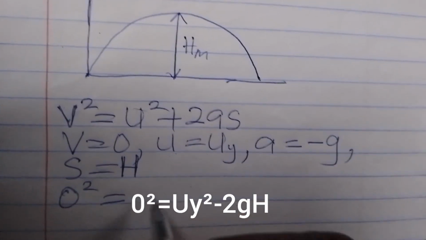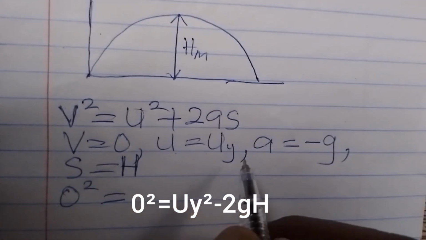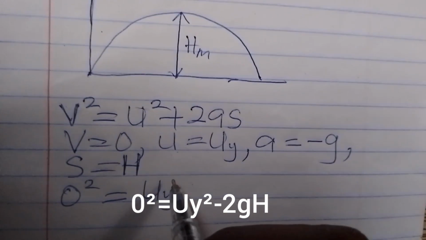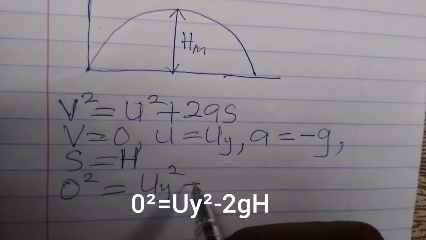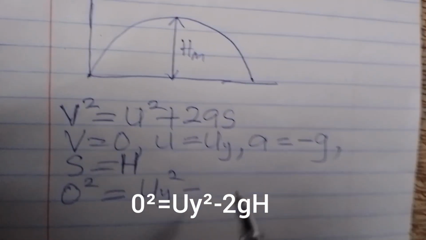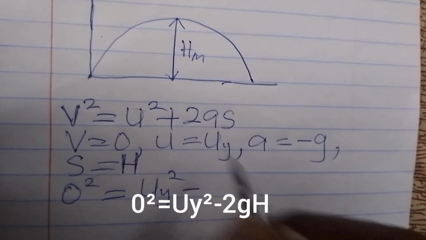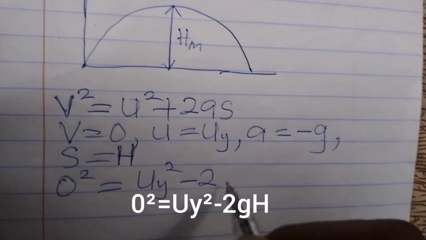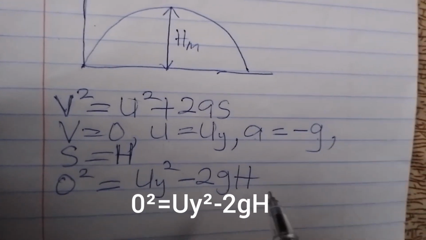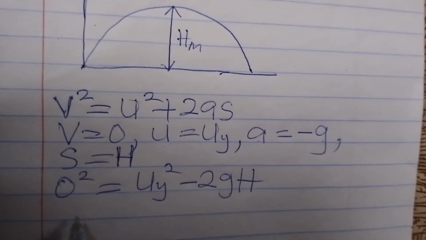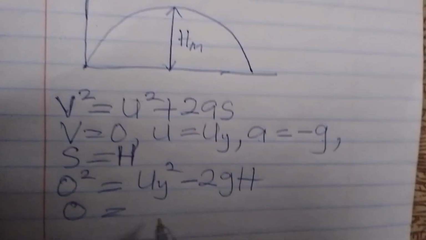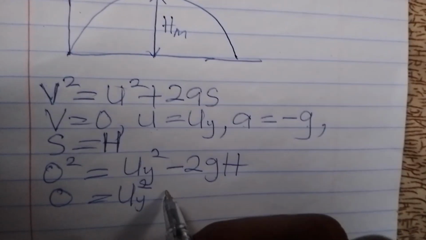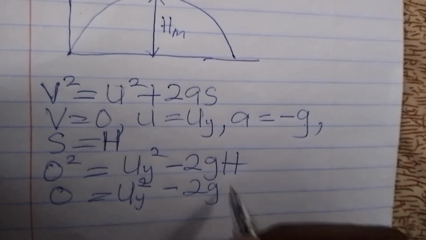square equal to uy square, plus, it's going to be minus this time around, because of this a, which is equal to minus g, minus 2gh. Exactly. Now 0 square is 0, then uy square minus 2gh.